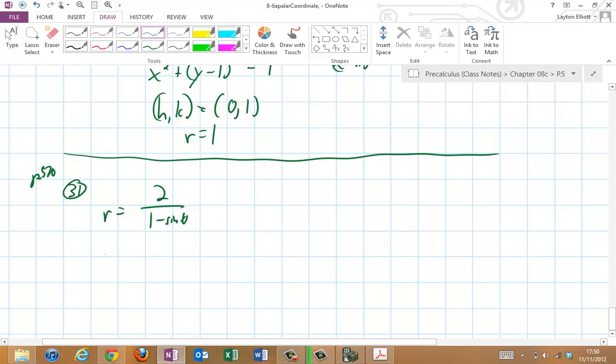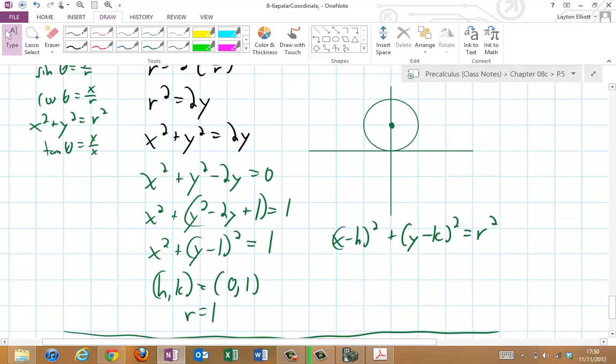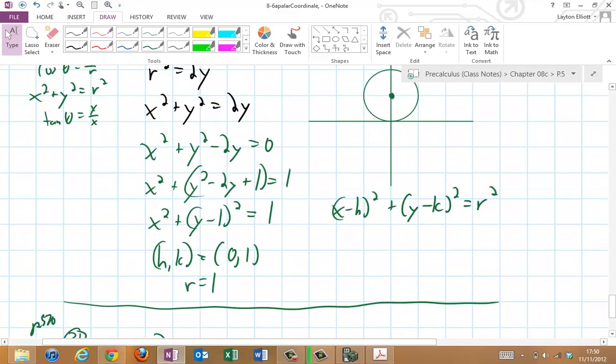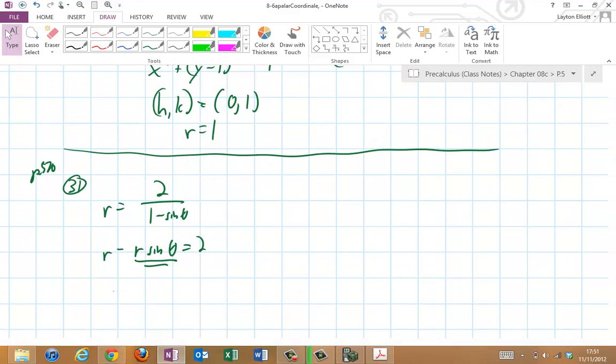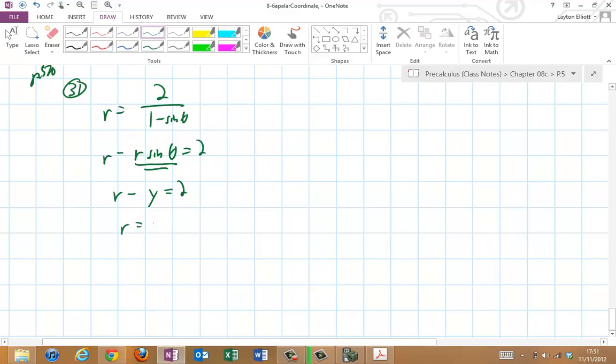Well, if we cross multiply, we get minus r sine theta equals 2. I know r sine theta is equal to y. If I go back up, that was how I was converting. If I look at this little cute thing over here, since sine theta is equal to y over r, r sine theta is equal to y. So actually r minus y equals 2. We just put the r on one side and the y plus 2 on the other, and then we're going to square both sides.